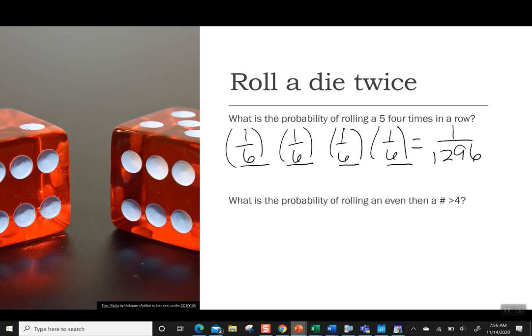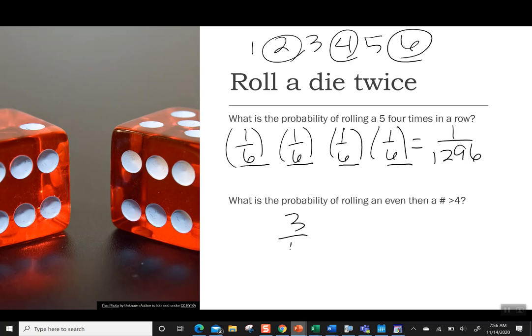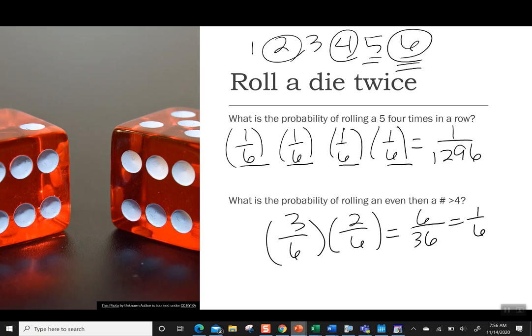Then the last one on this page says, what's the probability of rolling an even, and then a number greater than 4? So pay attention to this. Sometimes it helps to just write it down. So even we know is 2, 4, and 6, so we have a 3 out of 6 chance of getting an even. Greater than 4 does not include 4, so I'm only talking about 5 and 6, so that's 2 out of 6. You can multiply the top. 3 times 2 is 6 over 36. This reduces to 1 over 6.